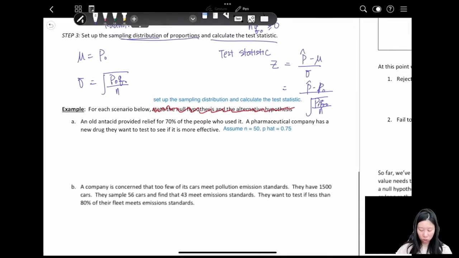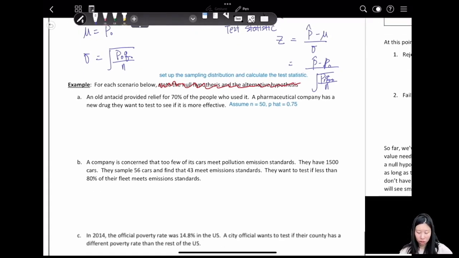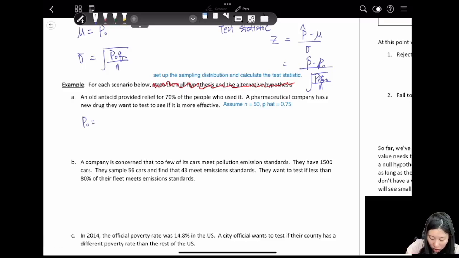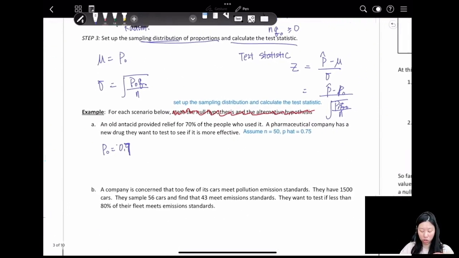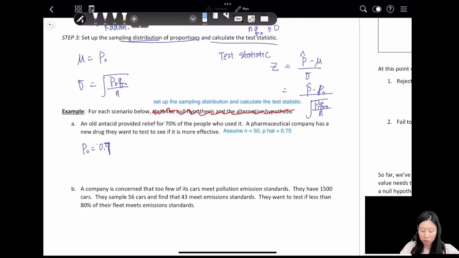Okay, so let's look at the example. For each scenario below, set up the sampling distribution and calculate the test statistic. We have an old antibiotic that provided relief for 70% of people who use it, and a pharmaceutical company has a new drug they want to test to see if it is more effective. Assume that n equals 50 and p hat equals 0.75. So we have p naught equal to 0.7. We already stated the null and alternative hypotheses in the previous example, so we don't need to do that. Now we're just trying to set up the sampling distribution.